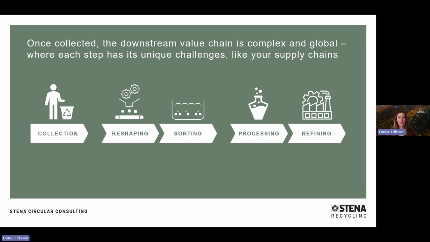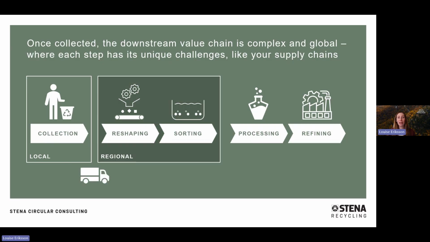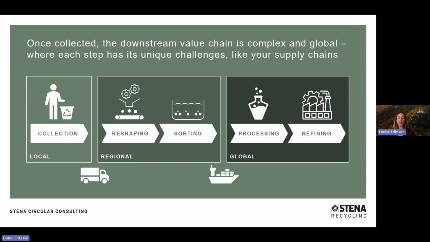So the collection is naturally done on a local level. The reshaping and sorting is done on a regional level. Here it's important to gather large enough volumes to get a viable business case for the processes that are used. And the final steps, they are done with a global market in mind. So either the materials are being processed and refined elsewhere on the globe, or the materials that are coming out of that process are sold as a commodity on a global market, you could say.